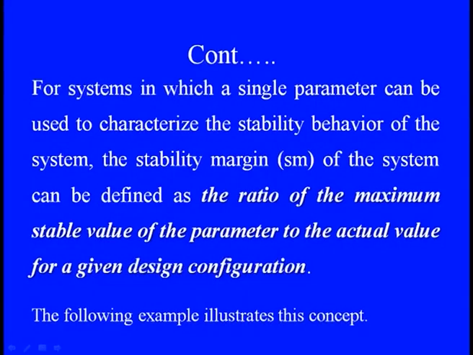So for a system in which a single parameter is used to characterize the stability behavior, we take the stability margin SM of the system, which is equal to the ratio of the maximum stable value of the parameter to the actual value for the given design configuration. So here we first need to check what the maximum stable value is for that system, and what the actual value is.